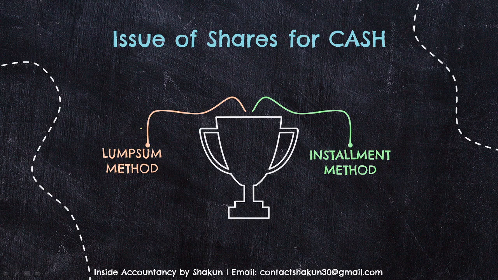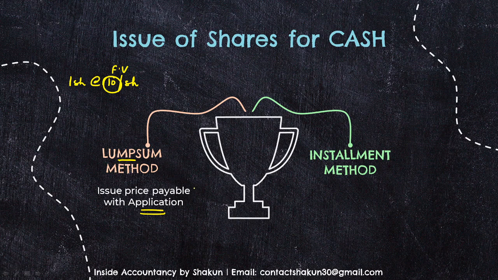Now, what is the lump sum method? In the lump sum method, the whole face value of the share, the issue price, is payable with application. For example, if there is one share at the rate of rupees 10 per share, that 10 rupees is the face value. In a lump sum method, all this 10 rupees is called up together by the company. So the issue price is payable with application.